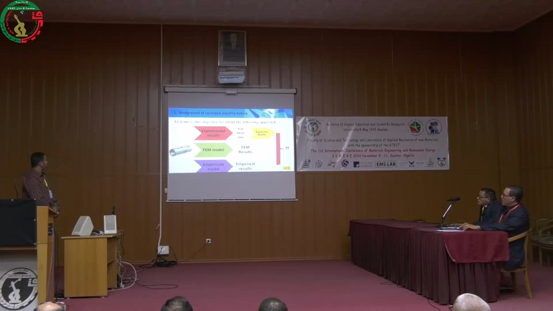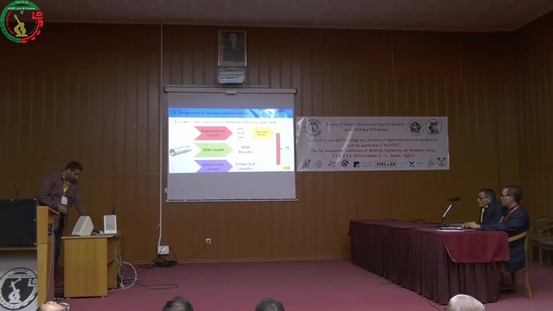To achieve our objective, we adopt this approach. We have a pipeline with a single defect, inner or outer. We begin this analysis with experimental results, and we implement a finite element model, and we also use empirical models. After that, we use regression methods, linear and non-linear, and we can also use artificial intelligence techniques or algorithms to predict the failure pressure. We can use all of these methods to predict the failure pressure in the case of a single defect, outer or inner.